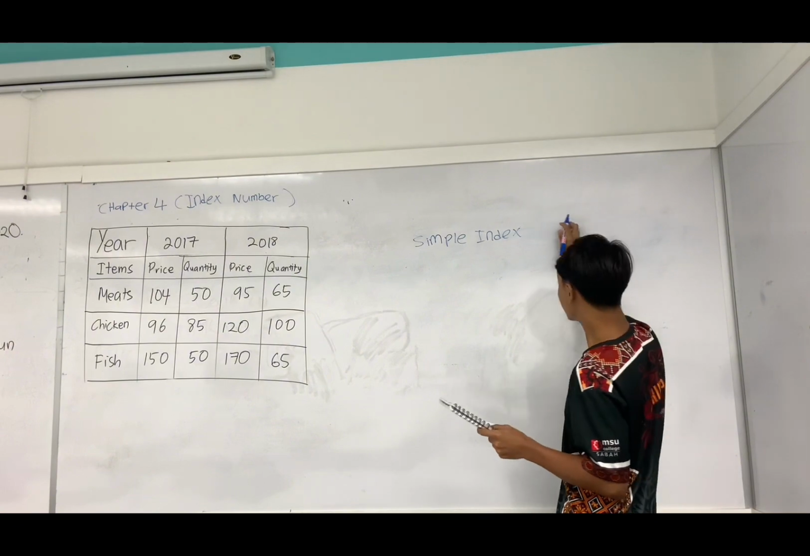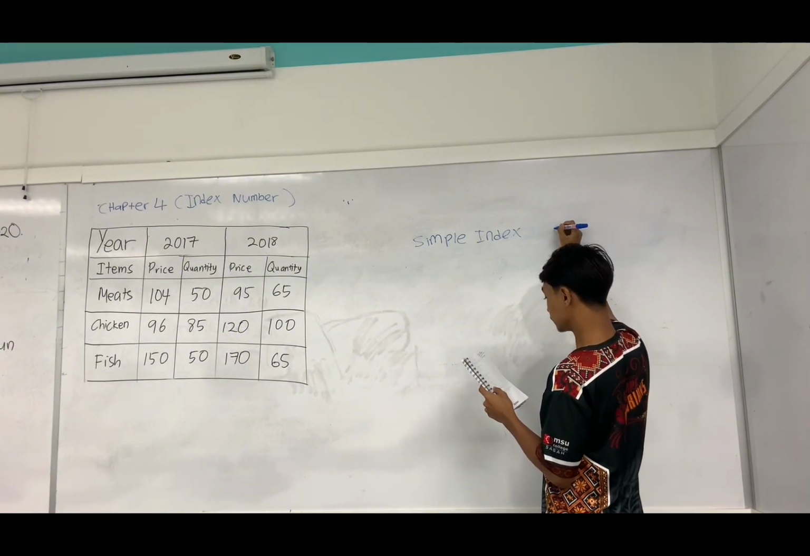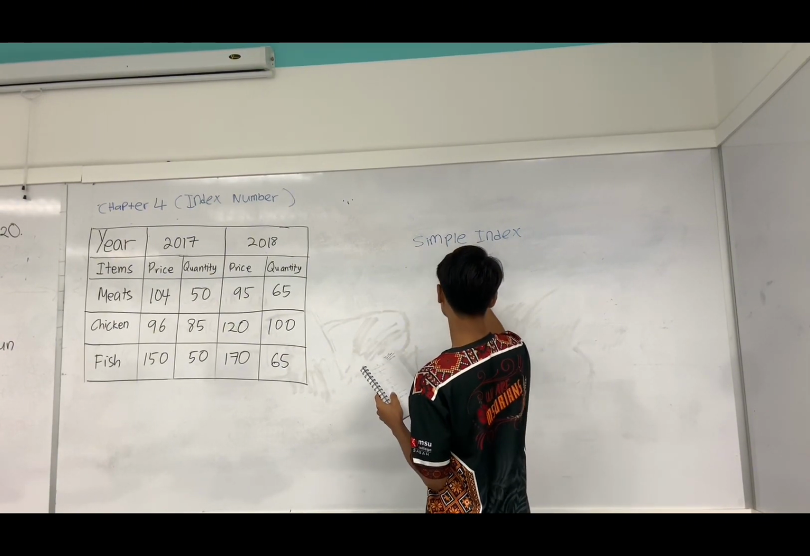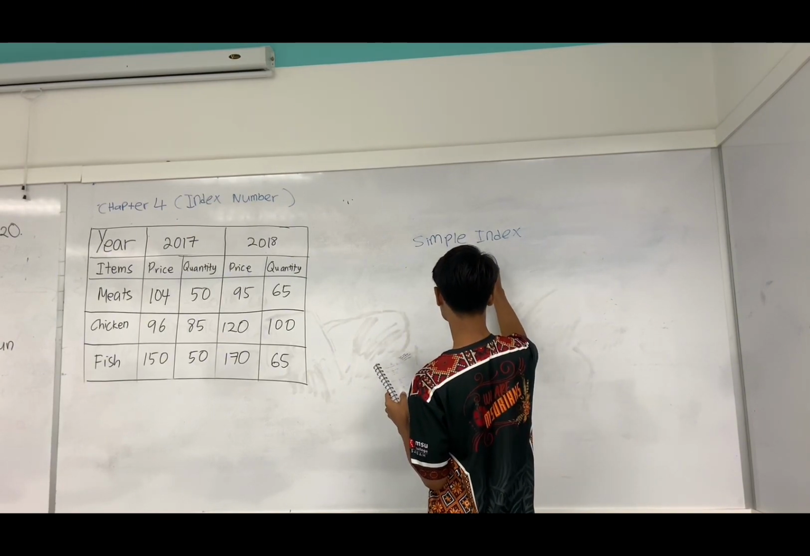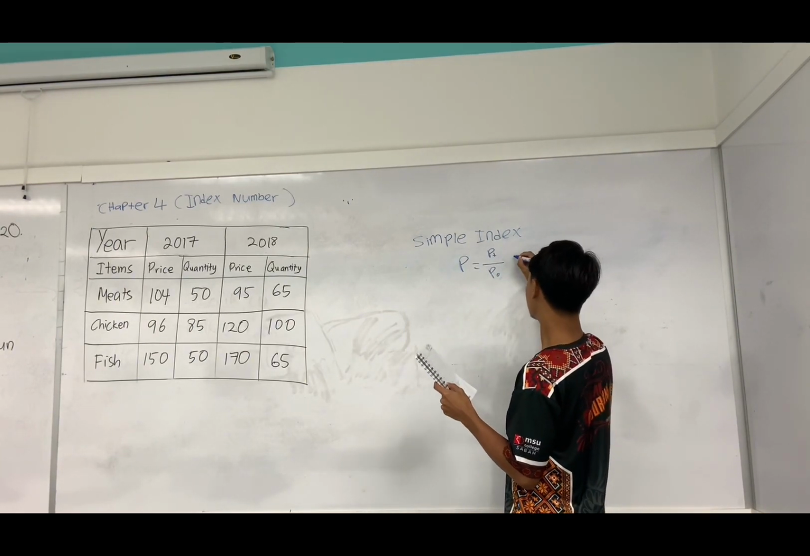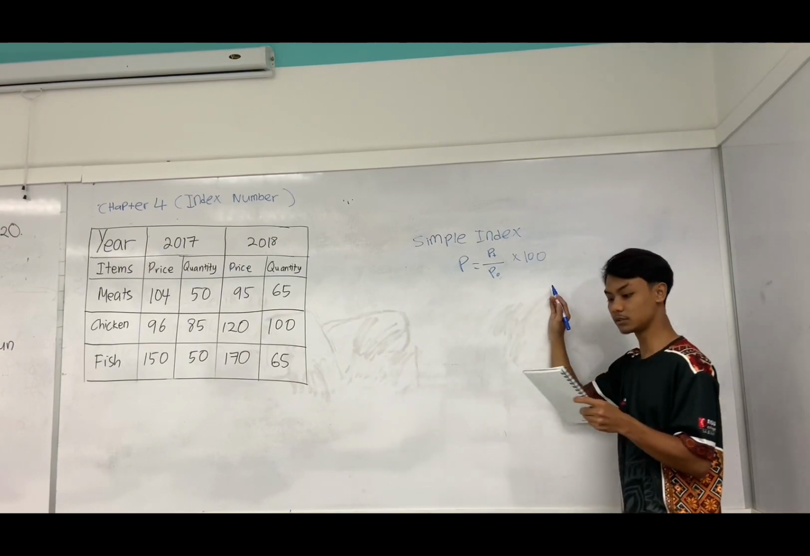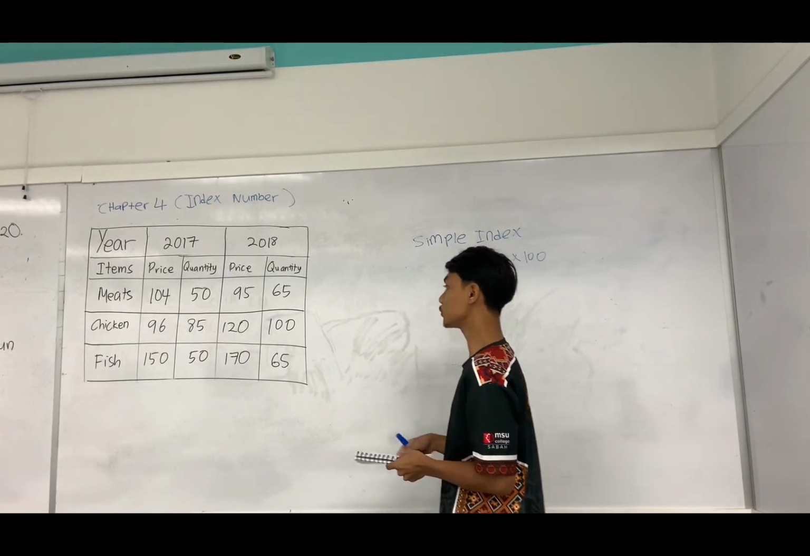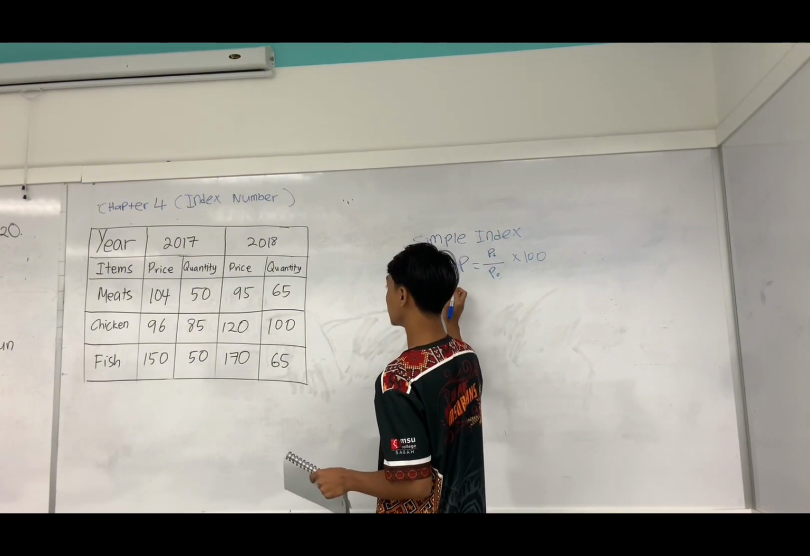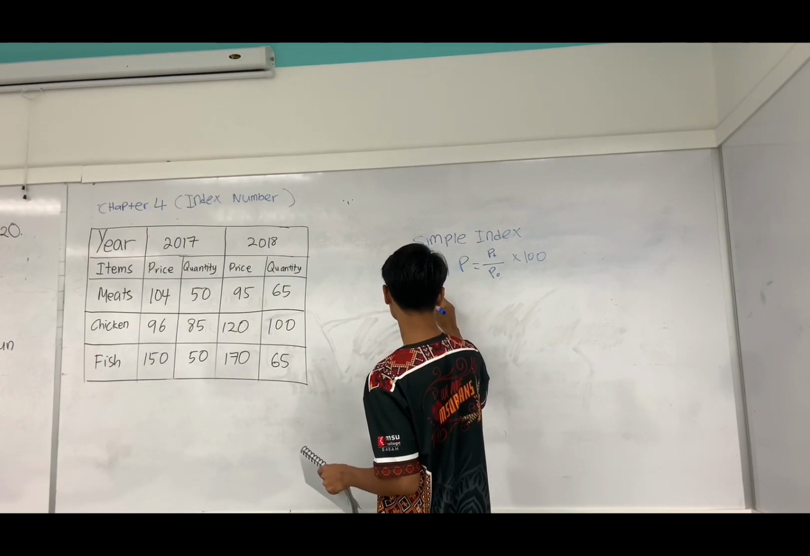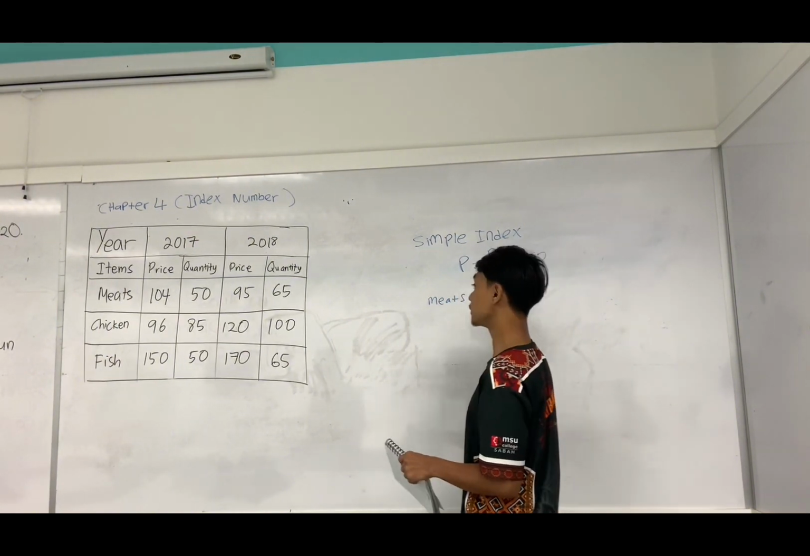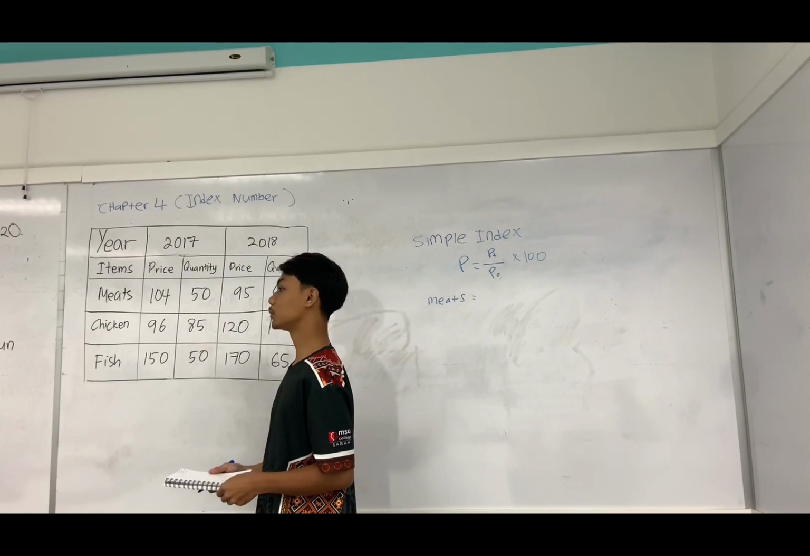I'll show you the formula for simple index. P equals PT over P0 multiplied by 100. This is the formula. So the first one is meat. PT is the price for the current year and P0 is the previous year price.